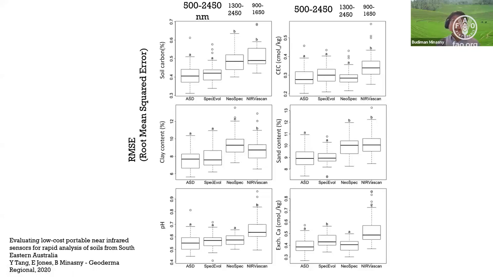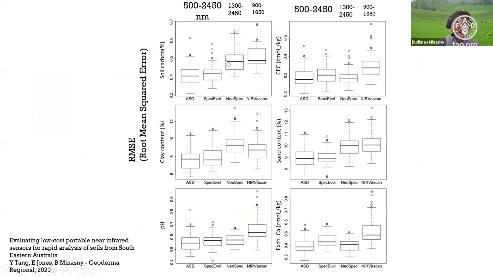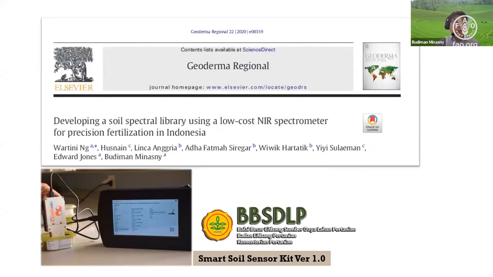So that means that instead of using the standard, the high end, the one that is very expensive, we can use a portable, small, lower cost one, so that we can use it in the field or in the lab for estimating soil properties immediately. Knowing that, the one in the middle here, called NeoSpec, is a lower cost spectrometer, we can now use it as a tool for predicting a fertilizer recommendation.